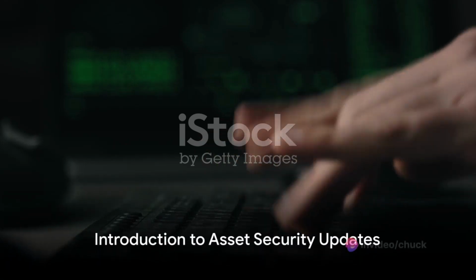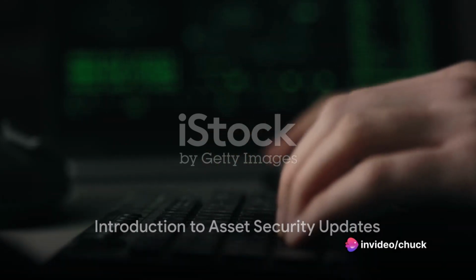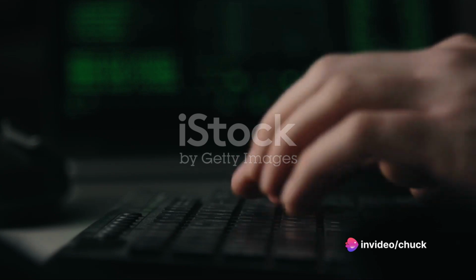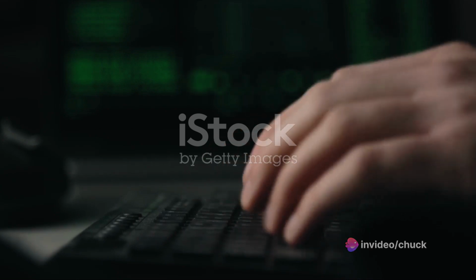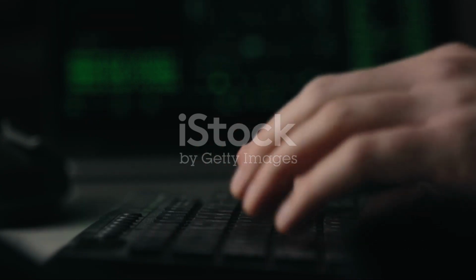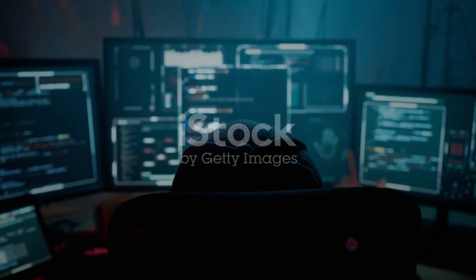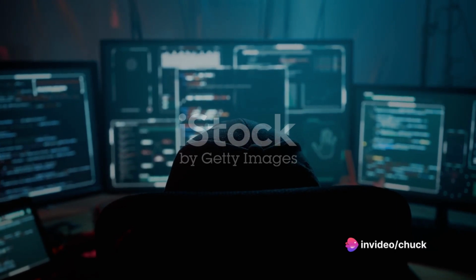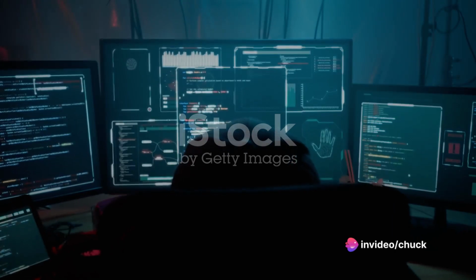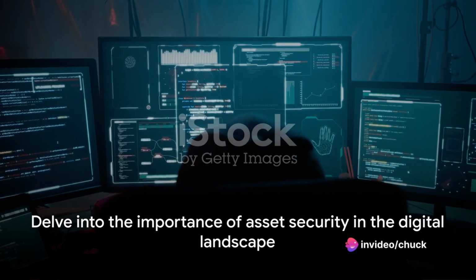Have you ever paused to comprehend the significance of asset security in our increasingly digitalized society? It's a topic that not only demands but truly deserves our full attention. Asset security is the bulwark that safeguards our digital properties. From personal information stored in our smartphones to critical corporate data saved in cloud servers, it ensures their integrity against cyber threats.